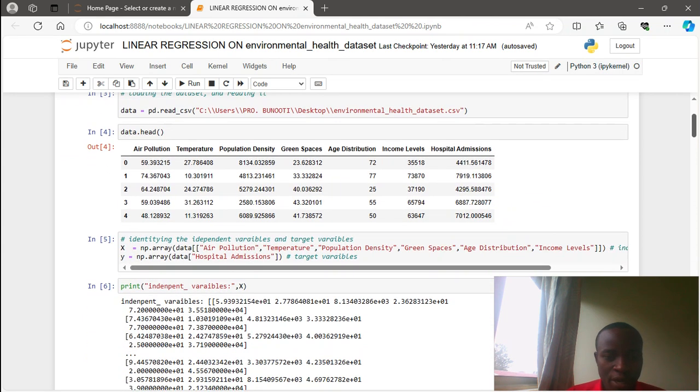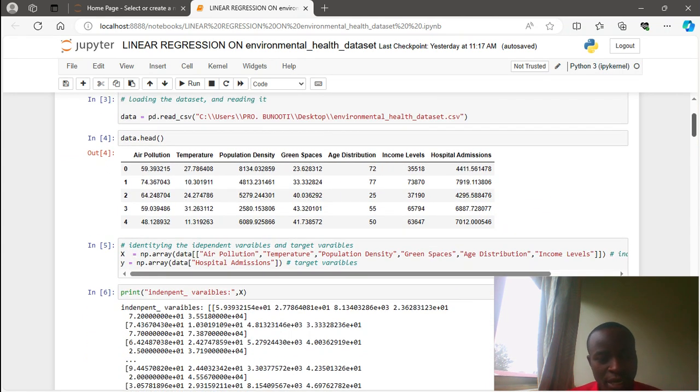I had to identify also the target variable, but by changing it from a data frame into numpy, which is np.array, so that my Jupyter compiler can read the data set.